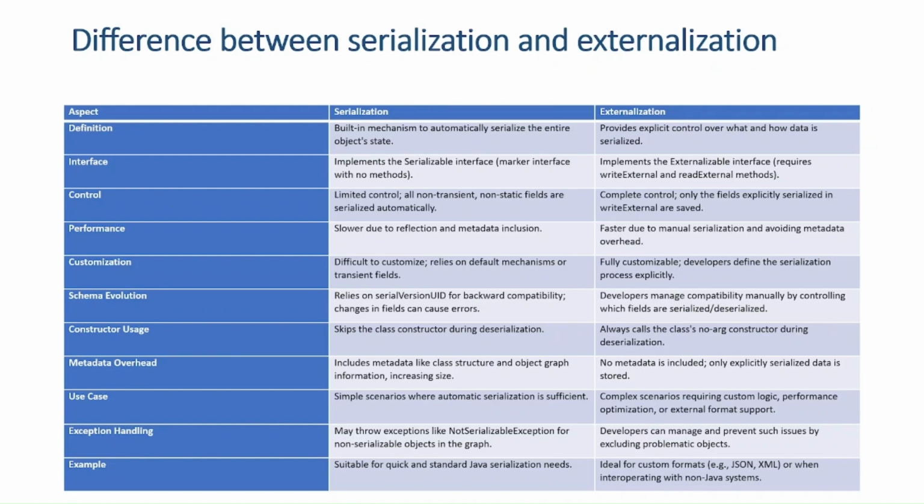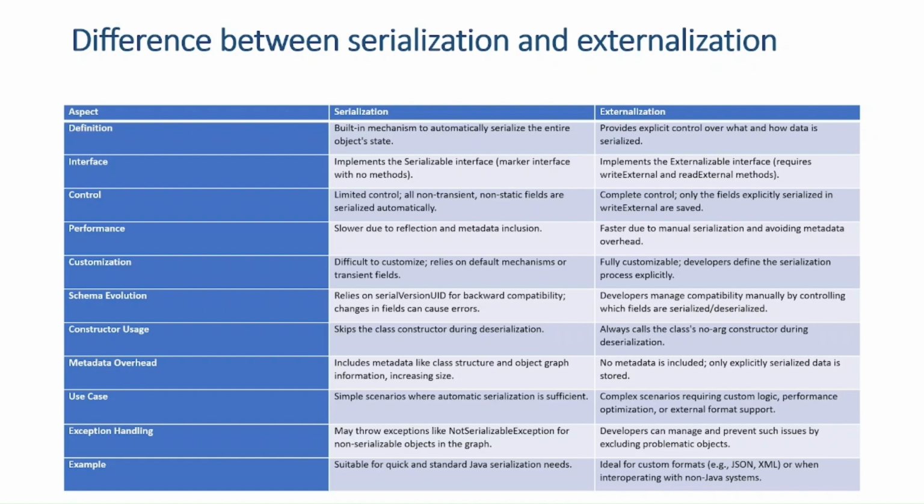But next, it is difficult to customize the serialization process. It relies on the default mechanism or transient fields. So whichever field you do not want to serialize, you have to mark it with the transient keyword. But externalization is fully customizable. Developers define the serialization process explicitly.